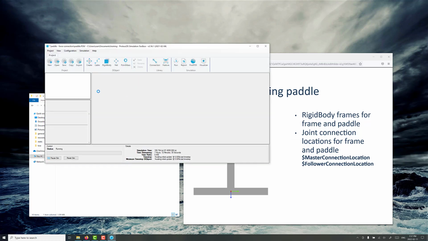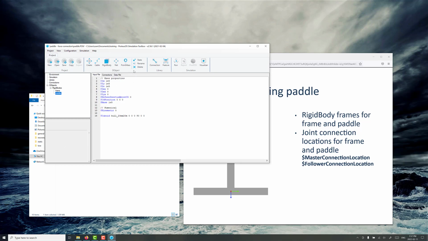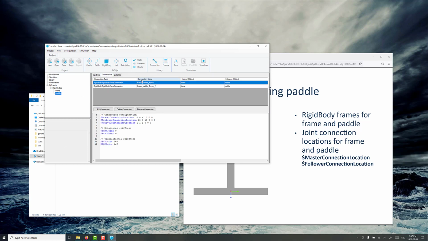with a paddle and frame connection, and these are set up with force connections. So the difference is, note the inputs are really, really similar. We still have master connection location. We still have follower connection location. You can activate different degrees of freedom for constraints, so only linear spring stiffness is activated right now in X, Y, and Z. It's free to rotate about X, about Y, about Z. And there's a very large translational stiffness and damping configured for this joint.